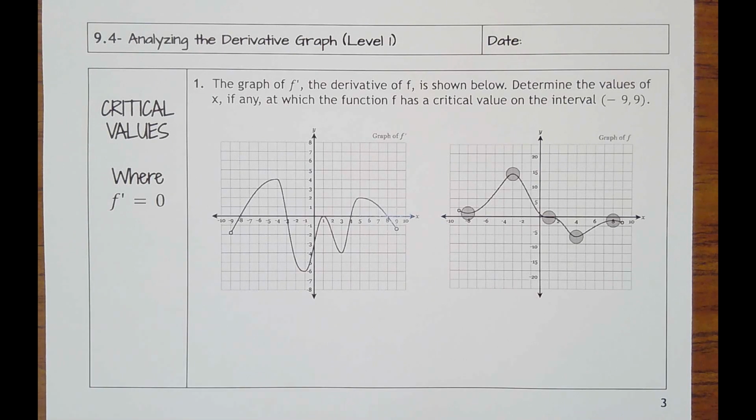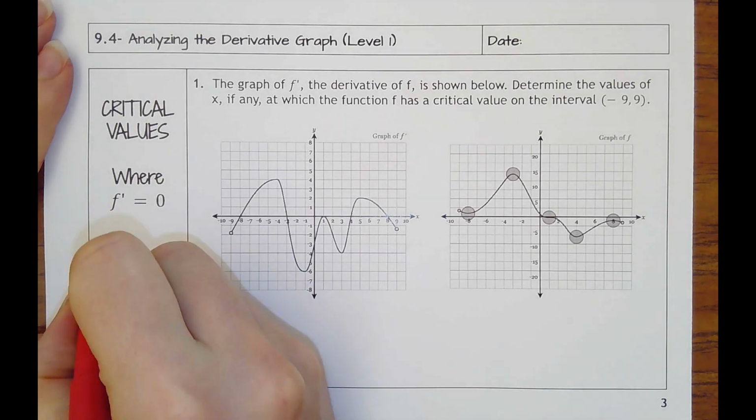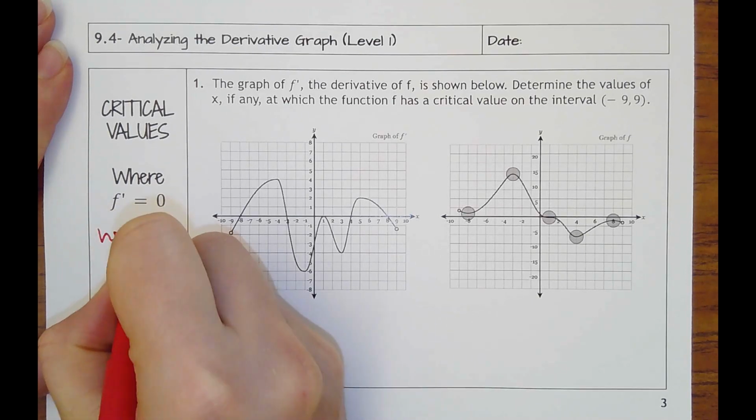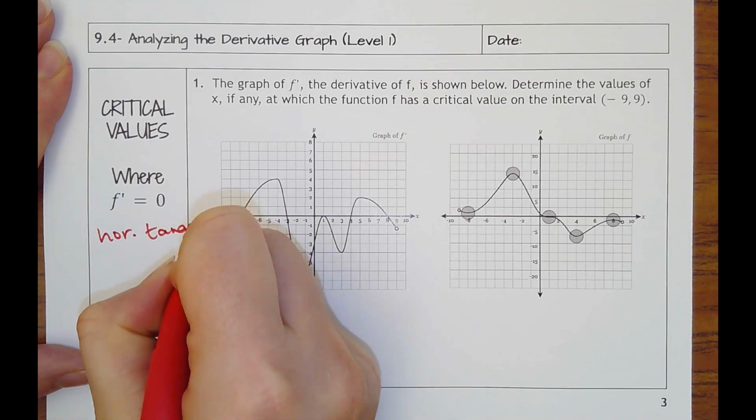Number one says the graph of f prime, the derivative of f, is shown below. Determine the values of x, if any, at which the function f has a critical value on the interval -9 to 9. Critical values are anywhere where the derivative equals 0, because what you're really asked to find is where there is a horizontal tangent line.